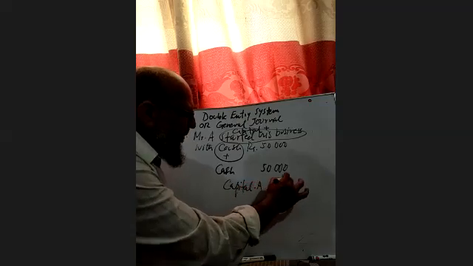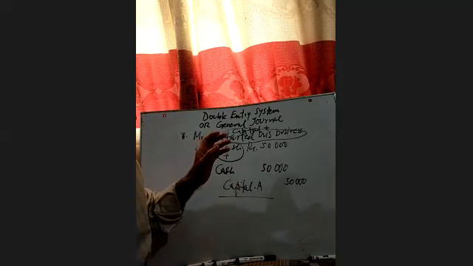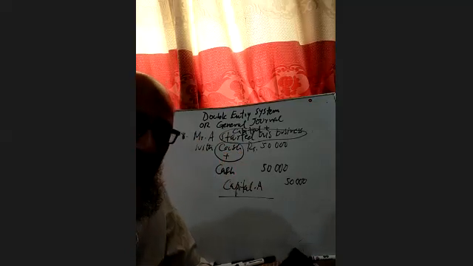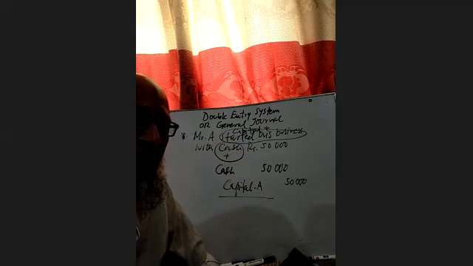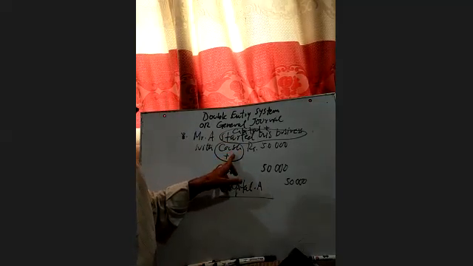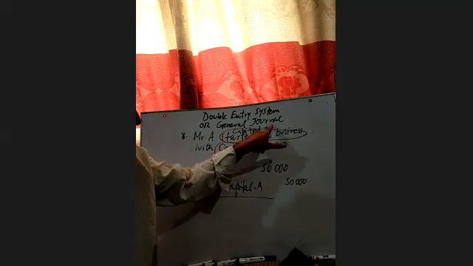So capital A is credited 50,000. Only two transactions are involved in this entry. Whatever is increased, we will apply the increase rule. Whatever decreased, we will apply the decrease rule. In this transaction, both titles have been increased. Cash belongs to asset, increase in asset is debited, cash debit. Capital increase, increase in capital is credit.